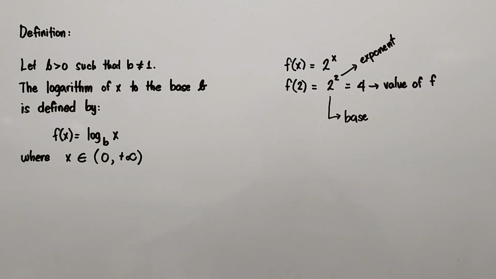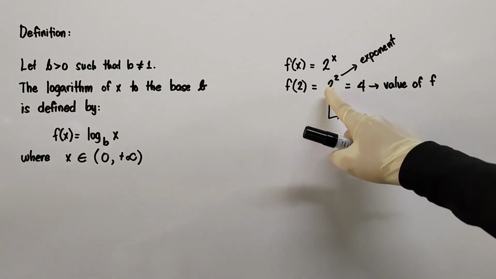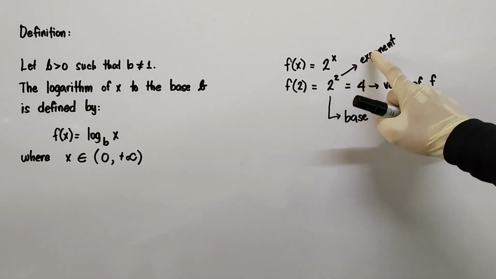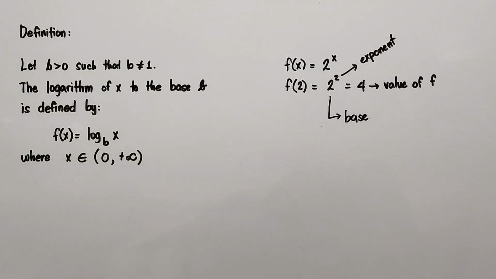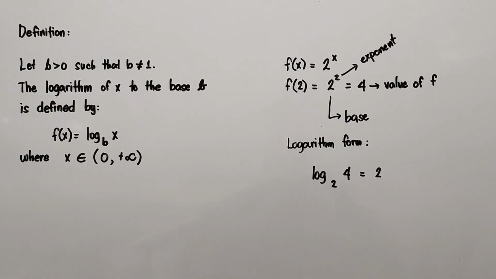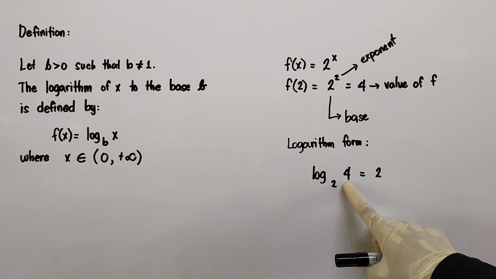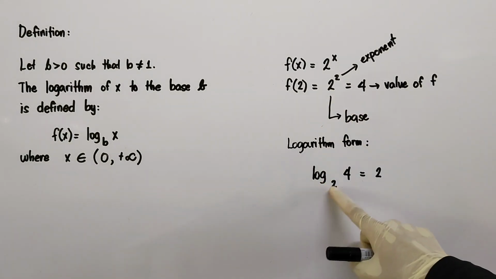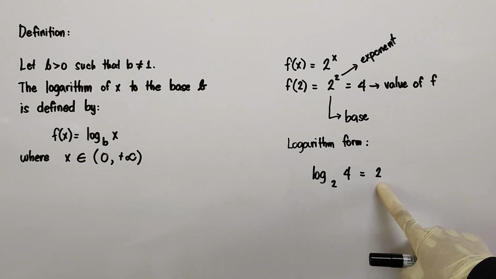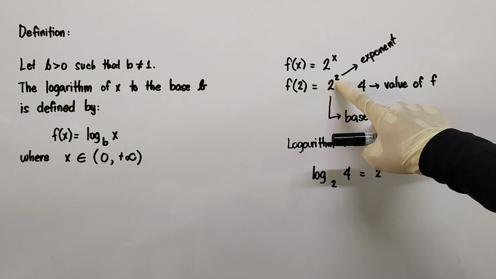In the function f of x equals 2 power x, the value of the function at x equals 2 is positive 4. This 2 is the base, this is the exponent, and 4 is the value of the function. Its logarithm form is like this. The logarithm of 4 to the base 2 is 2. This 4 represents the value of the function. This is our base, this one. And our 2, the answer of the logarithm, is the exponent in our exponential function, which is this one.